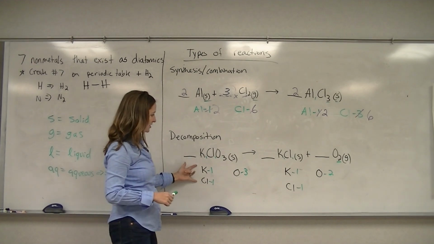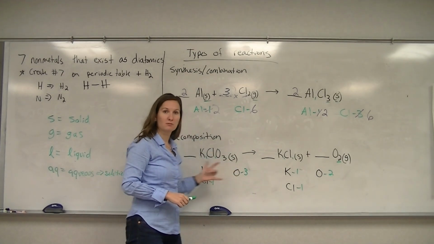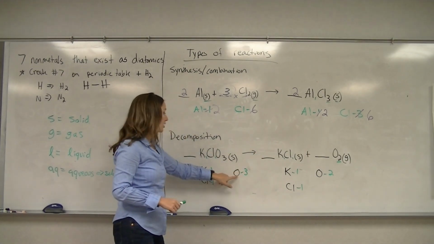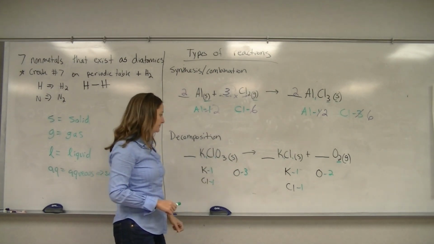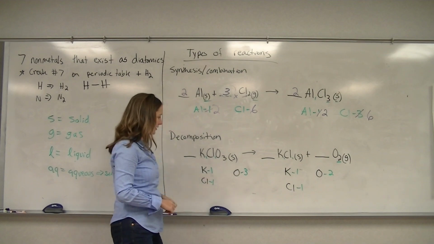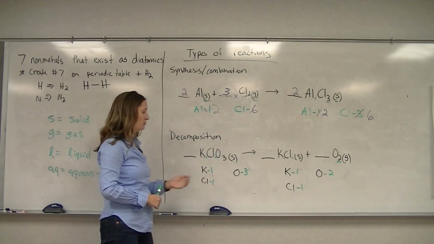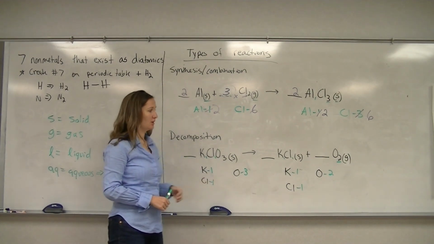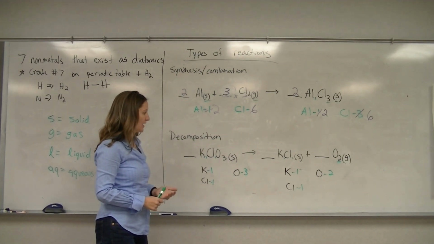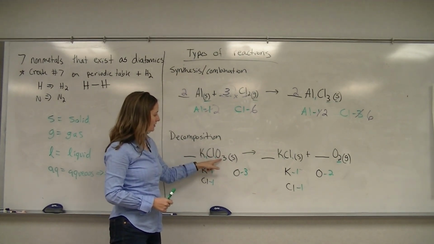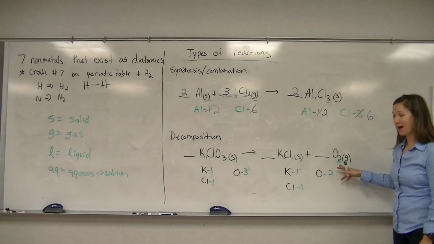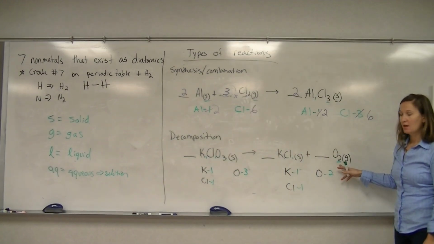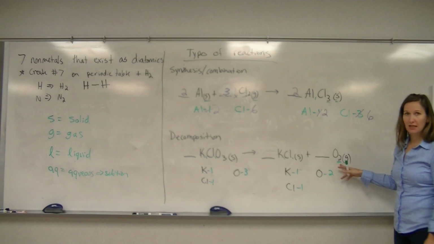So my potassiums and chlorines are balanced. I have 1 of each on both sides. Oxygen, not so much. Okay? So whenever you have an odd number of an element, it's probably best to try to get an even number. Why do I say that? Because no matter what, on this side, there's no way I'm ever going to get an odd number of oxygens. Because anything times 2 is going to be an even number.